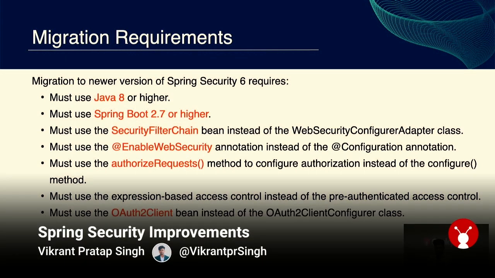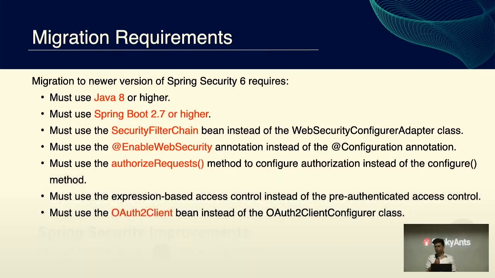Then the next point is you must use the OAuth2Client bean. They have deprecated the OAuth2ClientConfigurer class. Instead of that, we have to make use of OAuth2Client to configure our OAuth2 client-based authentication process. Okay, let's see an example of implementation of this Spring Security 6 and Spring Boot 3 version. Let's see how we can configure our beans and classes to be compatible with the Spring Security 6 implementation.